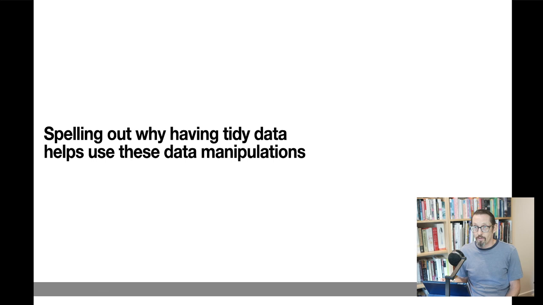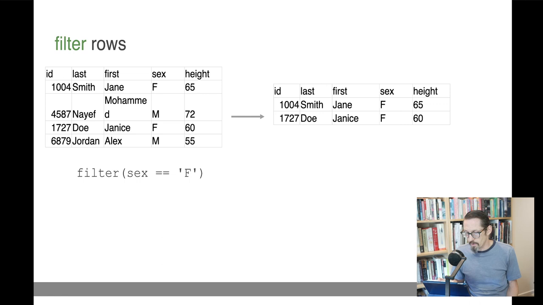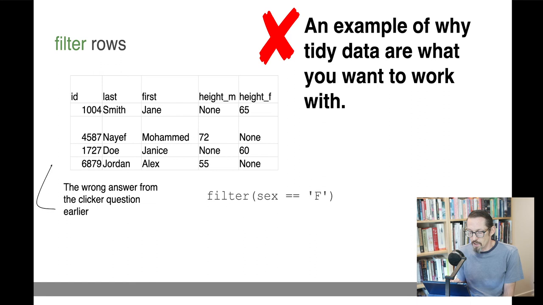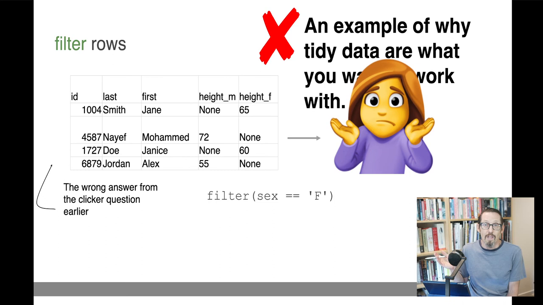All right, why is having this kind of tidy data so important? Well, look at this, right? Here is a table. It's tidy. If we want to know information only for females, it's easy to filter on sex. We can just say, only give us things where sex is equal to female. If you have untidy data, this is one of the wrong answers from the clicker question, where we don't have a female column, we just have height female and height male. And I guess we just have to know that something that doesn't have an entry in height male, but does in height female is a female, right? This kind of an operation becomes difficult to impossible, right? Who knows how that works, what kind of answer you can get that way, okay?